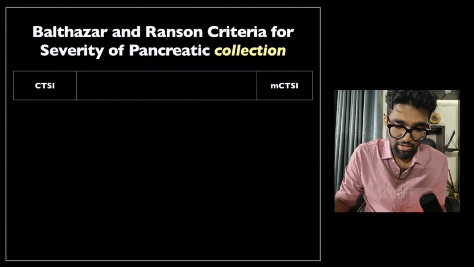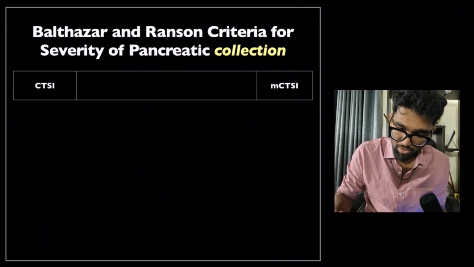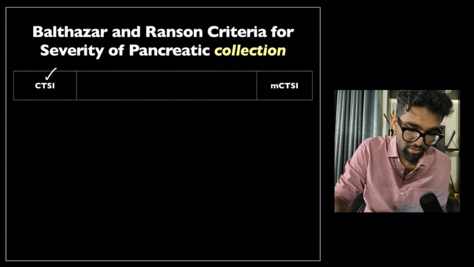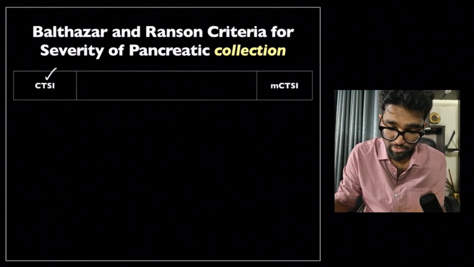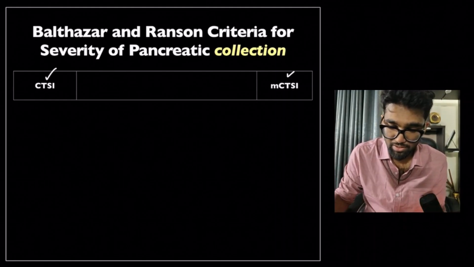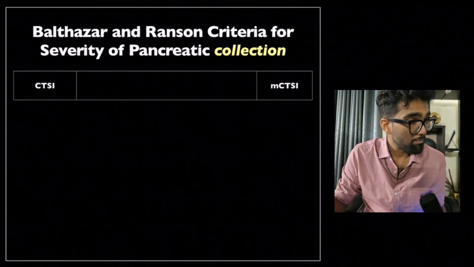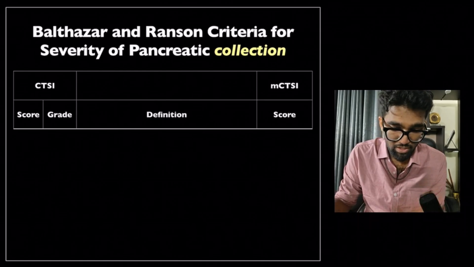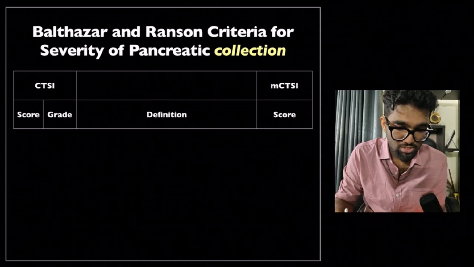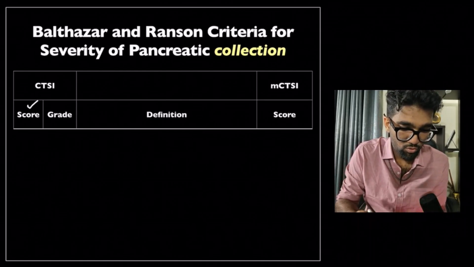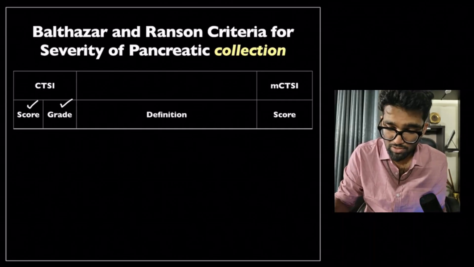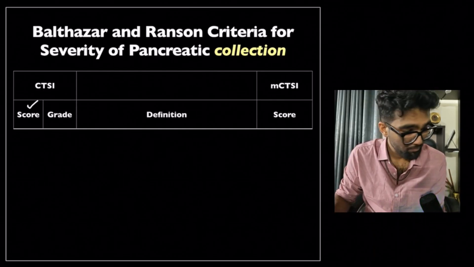What I've done is I'm going to describe the original CT severity index on the left of your screen, and the modified CT severity index on the right. So let's see how that pans out. Now, the original CT severity index gave a score as well as a grade, whereas the modified CT severity index only gave a score.